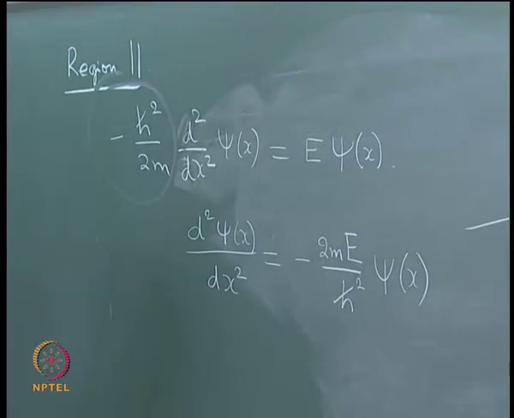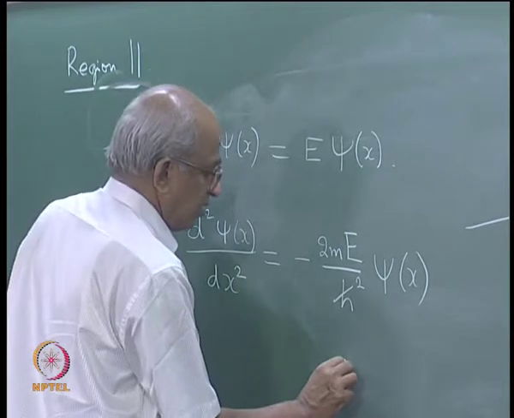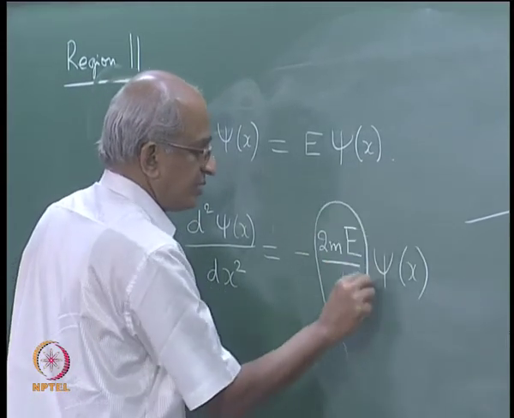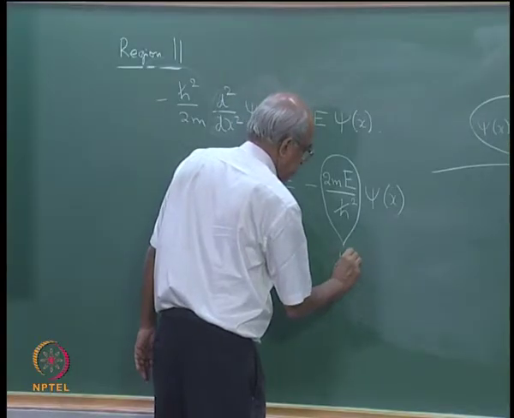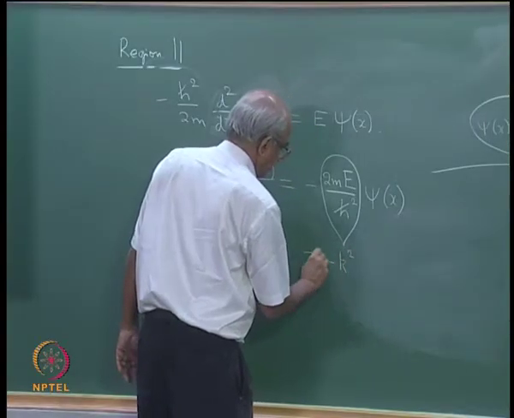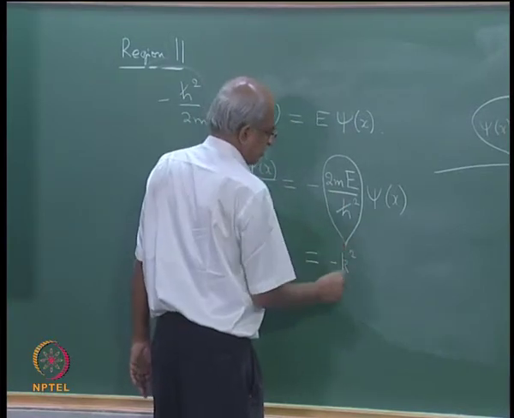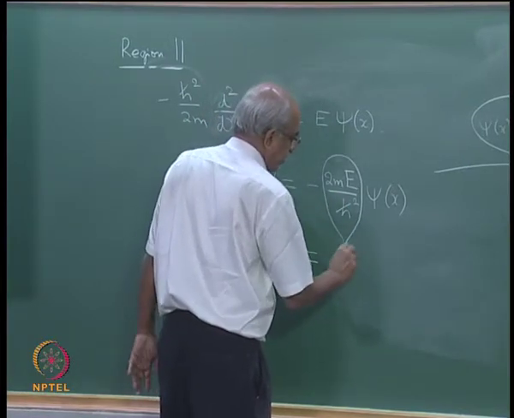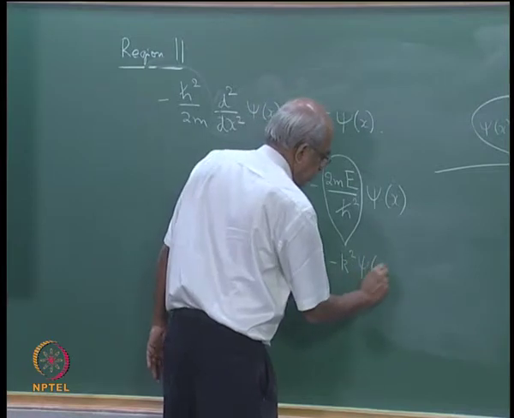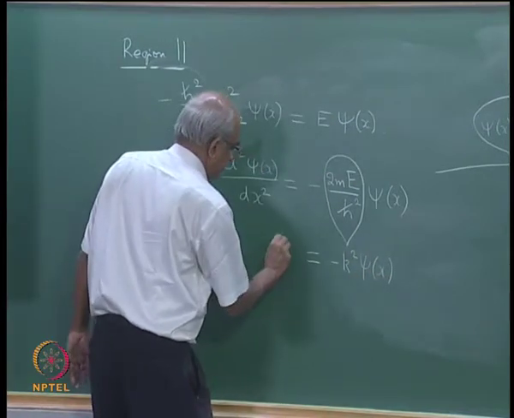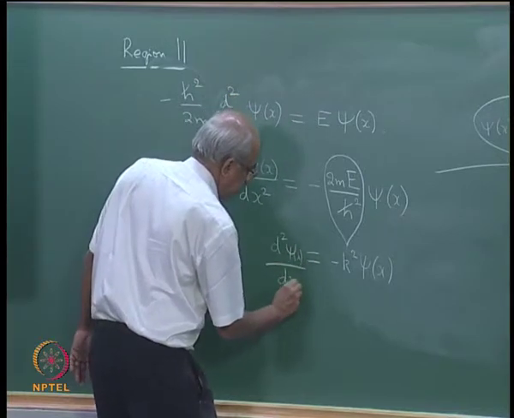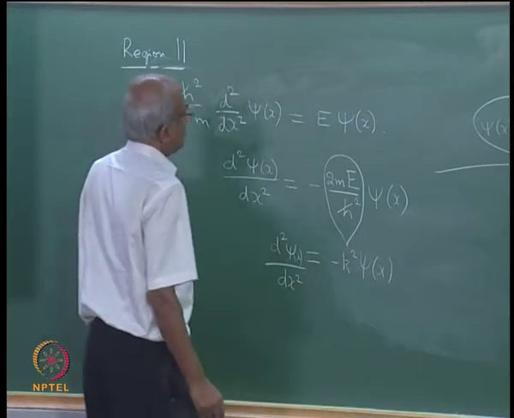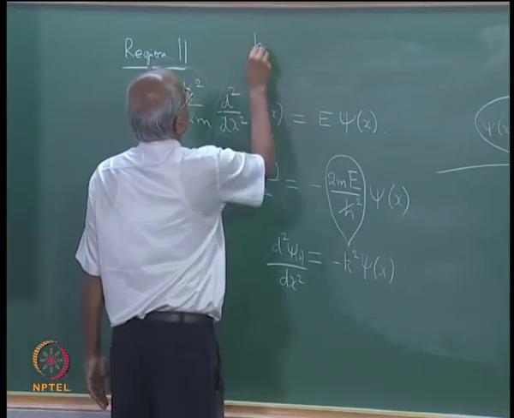You rearrange this. This is the equation, and we would like to save the trouble of writing this again and again. So, therefore, I am going to call this k square. This 2 m e by h cross square, I will write as k square, and therefore, this is the nature of the equation. So, I have defined k square.